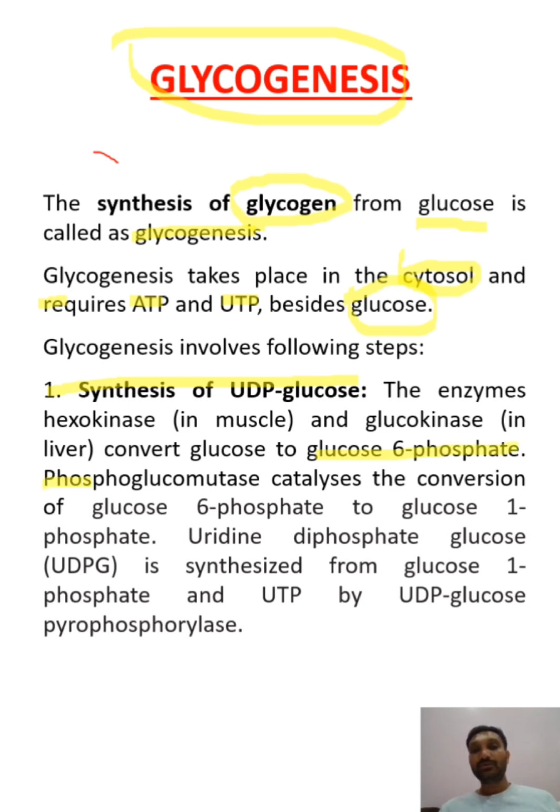Then phosphoglucomutase catalyzes the conversion of glucose 6-phosphate to glucose 1-phosphate. This is the second reaction. Next, uridine diphosphoglucose, UDPG, is synthesized from glucose 1-phosphate and UTP by UDP glucose pyrophosphorylase. This is the first step of glycogenesis.